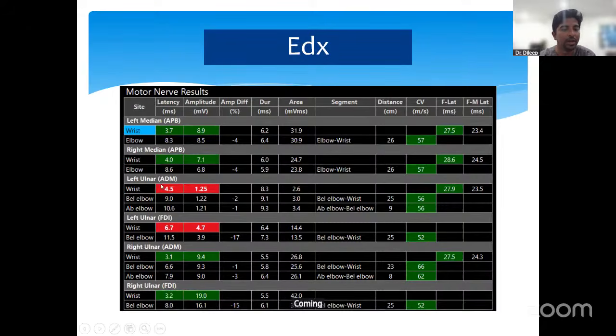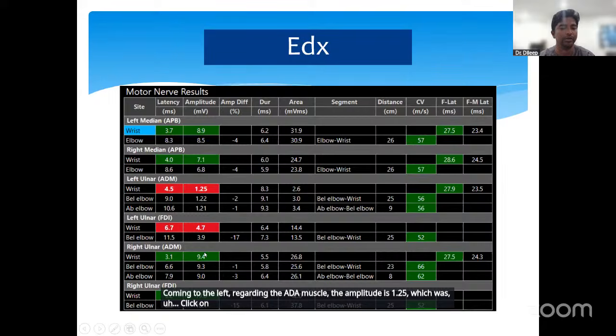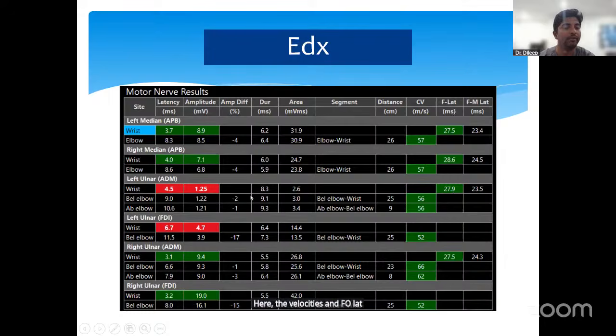Coming to the left ulnar nerve, regarding the ADM muscle, the amplitude is 1.25, which was reduced, compared with the right ulnar, where the value is 9.4. When we compare the right ulnar with the left ulnar, there is a significant drop in amplitude, more than 50%. The latency is 4.5 in the left ulnar and 3.1 in the right ulnar, which shows decreased amplitude along with increased latencies. The velocities and F-wave latencies are normal in the left ulnar nerve recording using the ADM muscle.